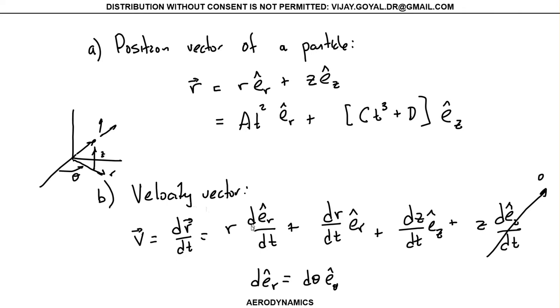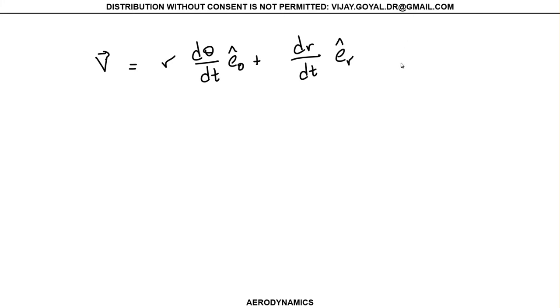Because you can see here, this term right here, I have a d(er), so I can replace it by this. By doing that replacement, now you can write your velocity vector as r dθ/dt eθ plus dr/dt er plus dz/dt ez. Remember, the other term was equal to 0. It is gone. So you end up with 3 terms.